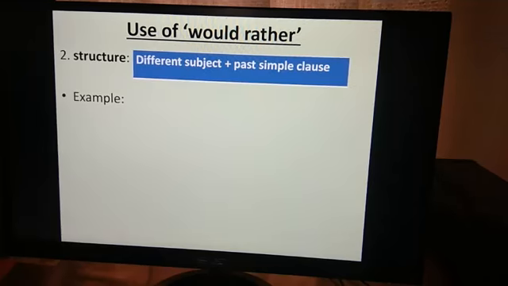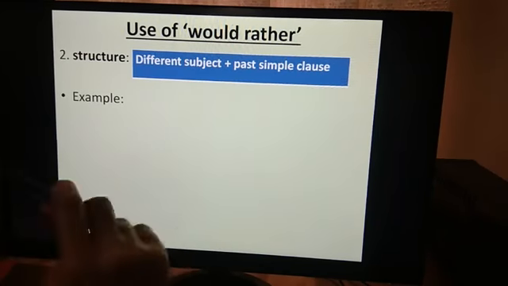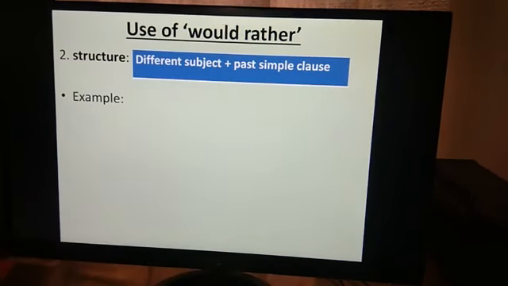Use of would rather. Structure number 2. That was the structure number 1 and this is the structure number 2. Different subject. Here not same subject, different subject plus past simple clause. Past simple clause, not verb. Past simple clause. That means the extension of another. There comes another sentence. Okay.